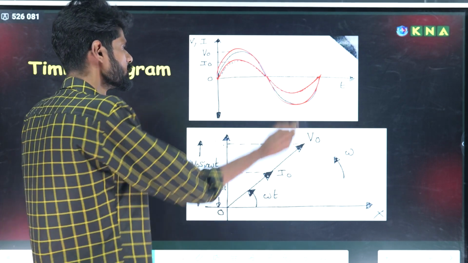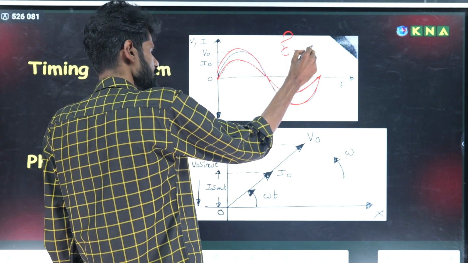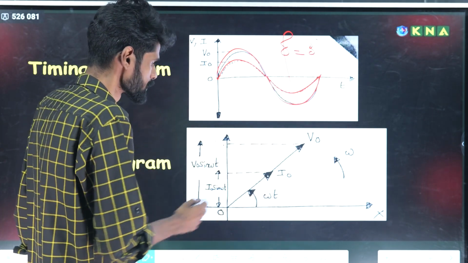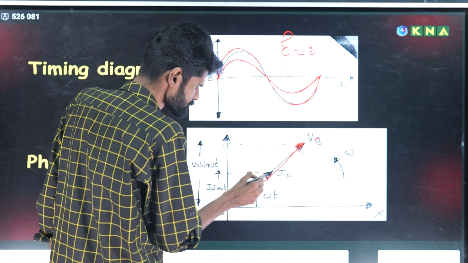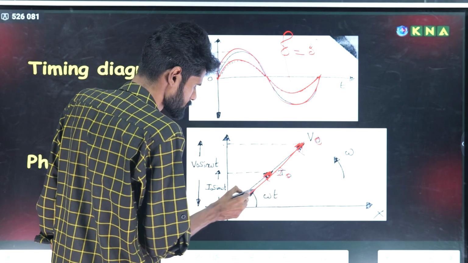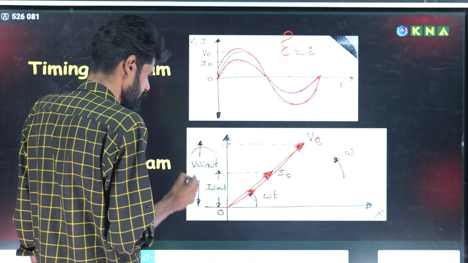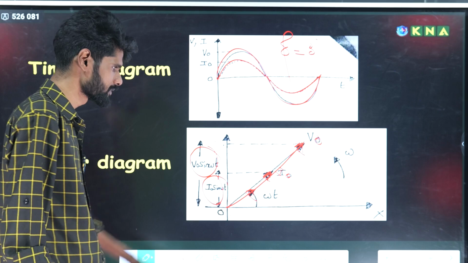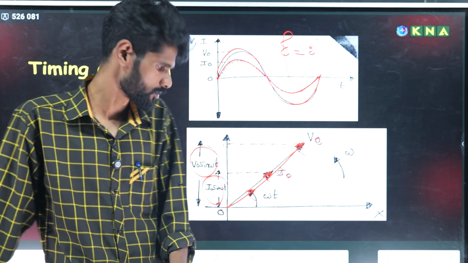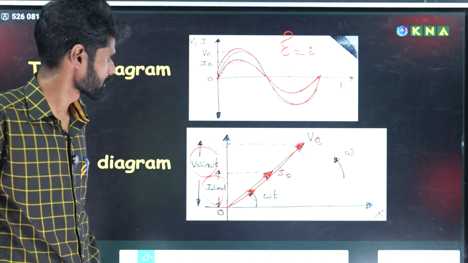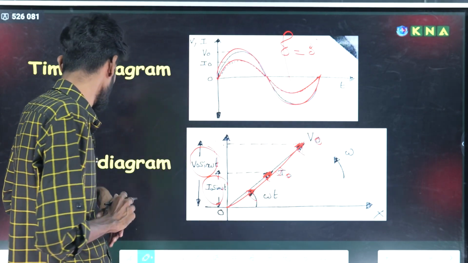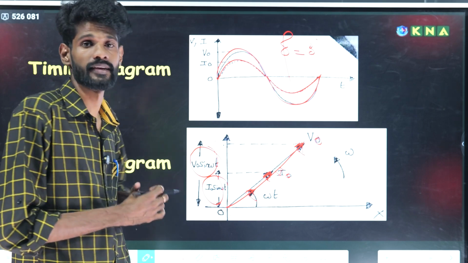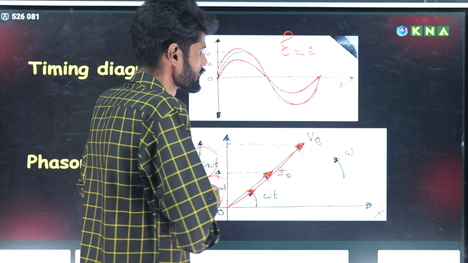Okay, so there is no phase difference between the voltage and current. So move on to the phasor diagram. In the phasor diagram, this one is the voltage phasor V naught, and this one is the current phasor I naught. Both have different amplitudes, but both are in the same phase. Both reach the correct position at the correct time. No leading, no lagging. So that is the timing and phasor diagram of AC circuits containing only a pure resistor.